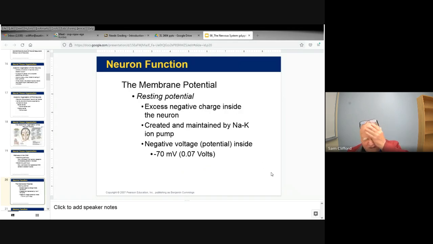All nerve cells, muscle cells, and other cells maintain a resting potential or resting voltage. That happens because the cells build up sodium outside the cell, and they build up potassium inside the cell. And so when you do a reading of the inside of the cell versus the outside, you have the inside being minus 70 millivolts.